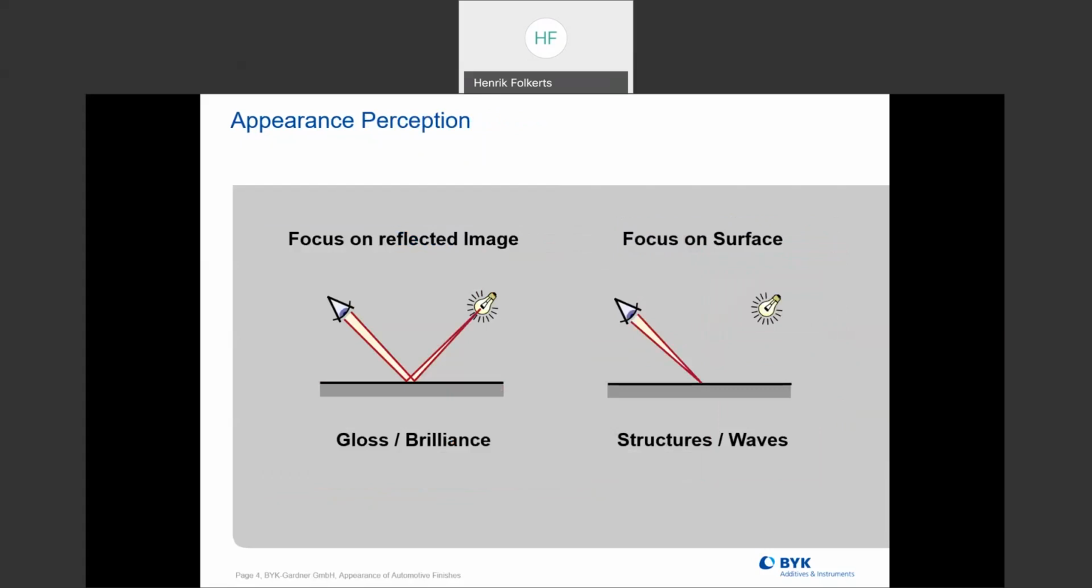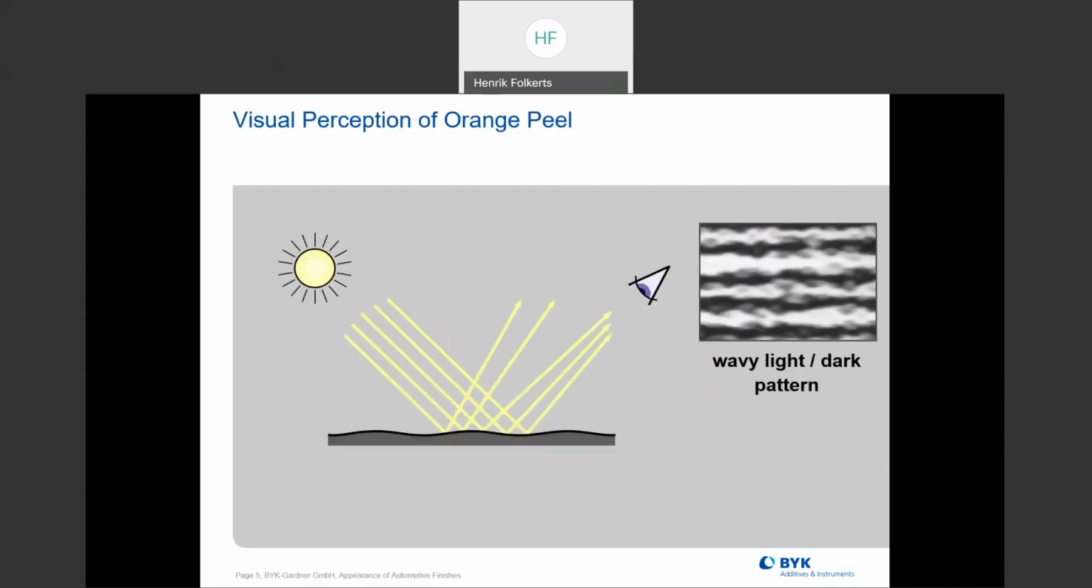So I think everyone knows how to measure gloss. It's basically a reflected image. It focuses on the surface, whereas the wave scan actually goes into the surface and measures the structures or the waves themselves. So when we look at orange peel, like outside, the light's getting distorted and it's not all coming back to our eyes. So we see these light and dark areas, or the patterns that you see with the orange peel itself.